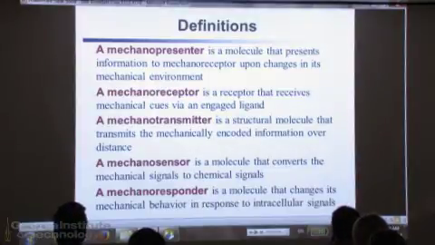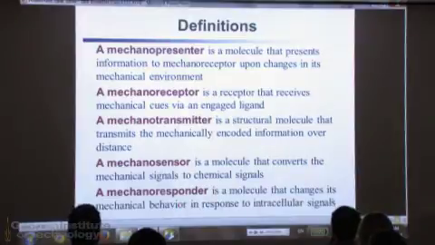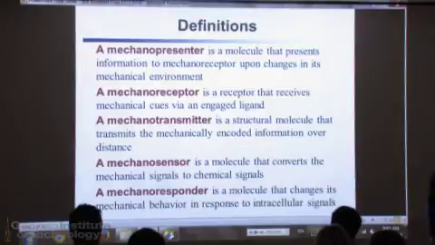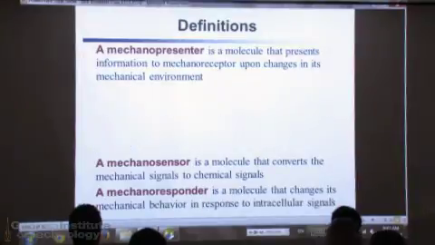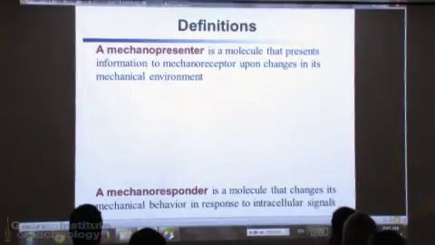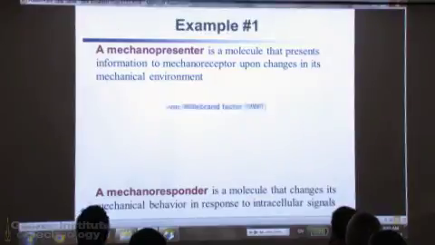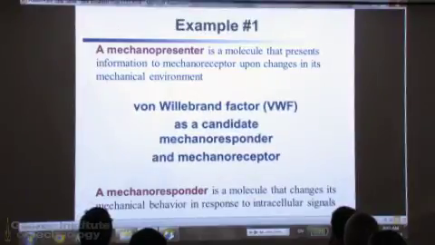Now that I think about it, maybe I would not necessarily say intracellular signal. Well, let's think about that. All right, so I want to start out by giving you a first example, and this is the von Willebrand factor, or VWF, as a candidate mechanoresponder or mechanoreceptor.